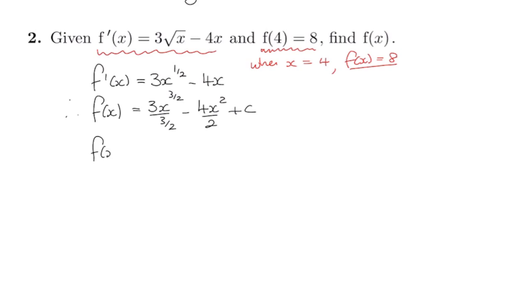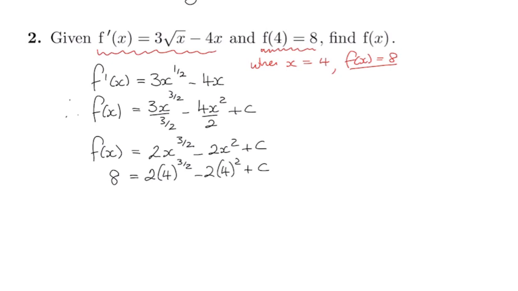Let's simplify that before we substitute any values in. 3 divided by 3 over 2 is just 2, as we did before in video 1, and 4x squared divided by 2 is 2x squared, plus c. Now we put in what we know. When x is 4, the value of f of x is 8. So 8 equals 2 times 4 to the 3 over 2, minus 2 times 4 squared, plus c.